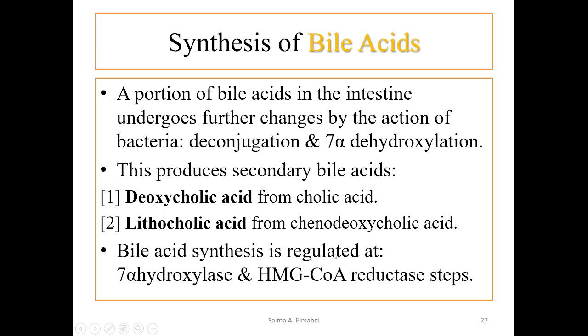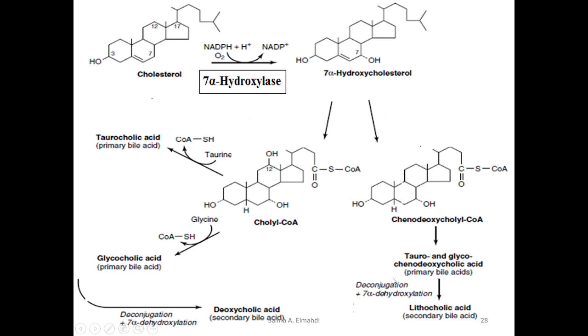Bile acid synthesis is regulated at the level of the enzyme 7-alpha hydroxylase as well as the HMG CoA reductase step of cholesterol synthesis. So, cholesterol, by the action of 7-alpha hydroxylase, with a hydroxyl group here at position 7, forms 7-alpha hydroxycholesterol. Here we have a bifurcation or division of the pathway leading to formation of the two primary bile acids.